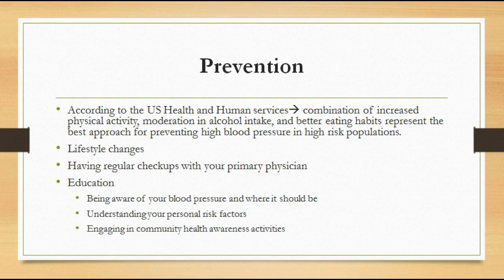Prevention. According to the U.S. Health and Human Services, a combination of increased physical activity, moderation in alcohol intake, and better eating habits represent the best approach for preventing high blood pressure in high-risk populations. You have to change your lifestyle. You have regular checkups with your primary physician. This is very important. You have to have checkups.